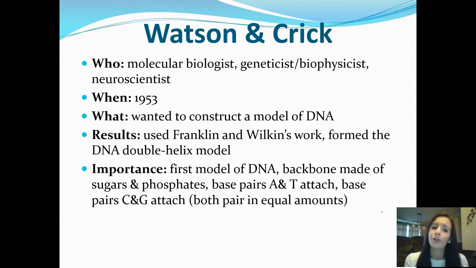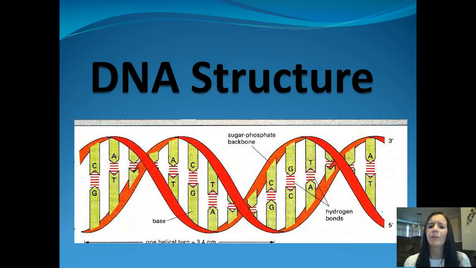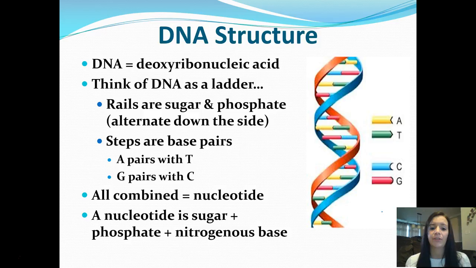Finally, we had Watson and Crick. This was in 1953, and their goal was to construct a model of DNA. They used all of the previous work, and they formed the DNA double helix molecule model. This was the first model of DNA. It showed a backbone made of sugars and phosphates, and it showed base pairs, so A and T and G and C in equal amounts. Now that we know about the scientists, let's look at this structure.